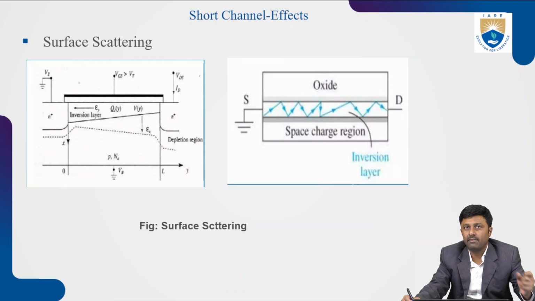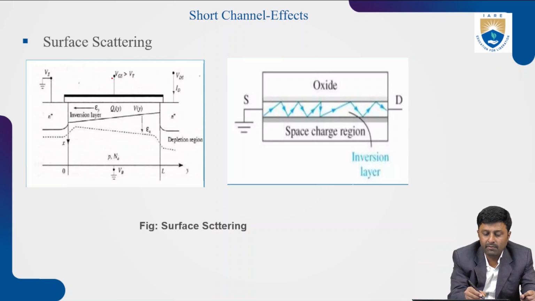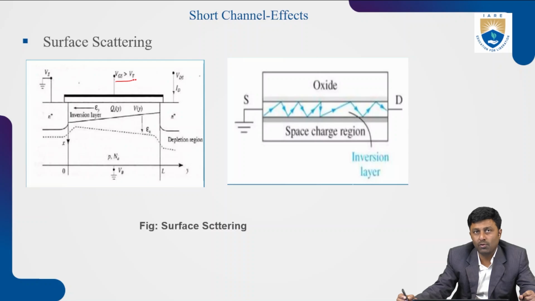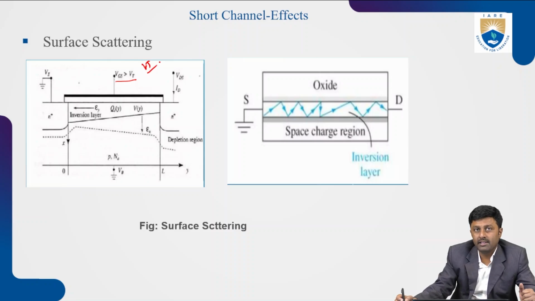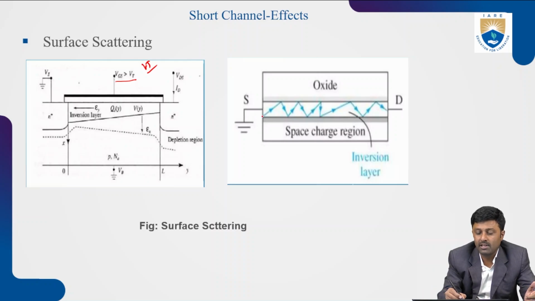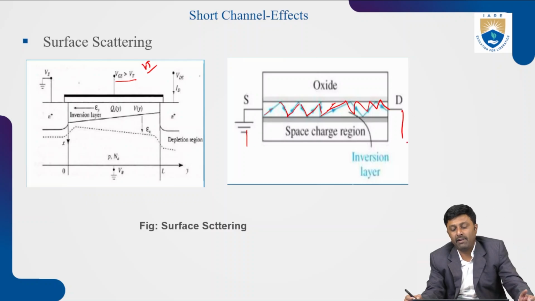In surface scattering, if VGS is greater than the threshold voltage, that is the voltage at which the transistor is on, or we can say constant flow of current will happen at threshold voltage, then this surface scattering will happen, and the electrons will start moving in a zigzag manner from the source to the drain terminal.